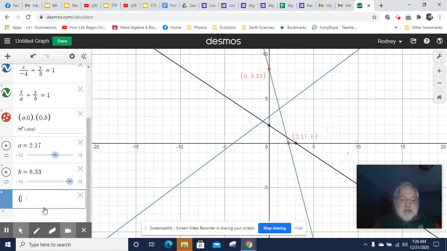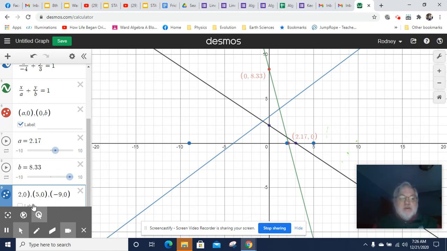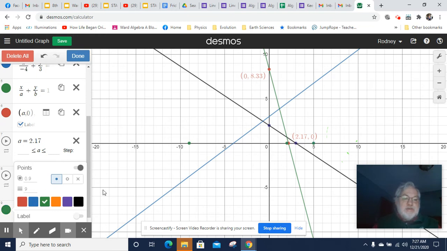And let's say I have 2, 0, 5, 0, negative 8, no, let's say negative 9, 0, because that's what my finger hit. So I've got those points. I'll make them green so they're Blargian, so you can see what you need to do with those.